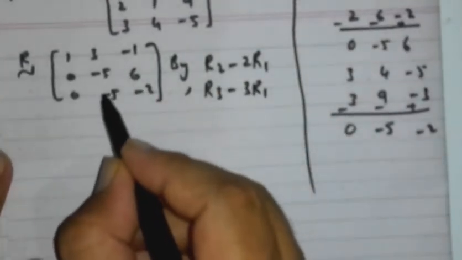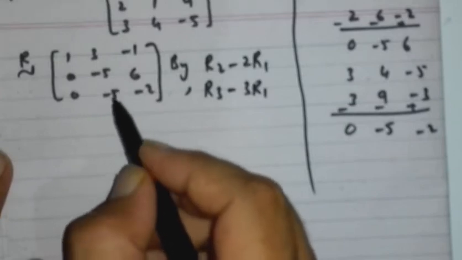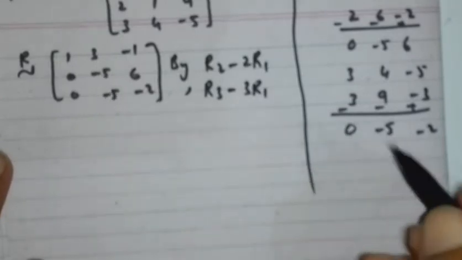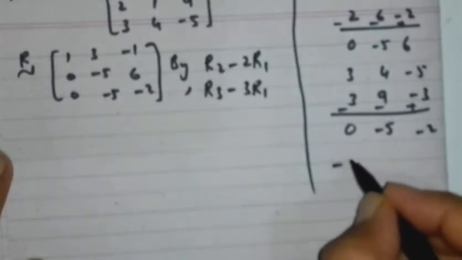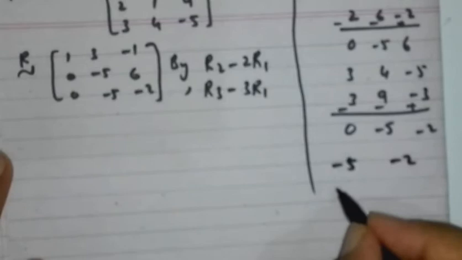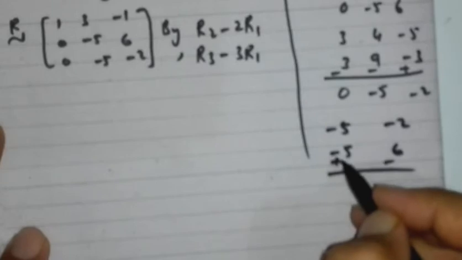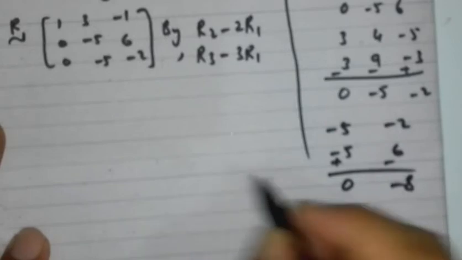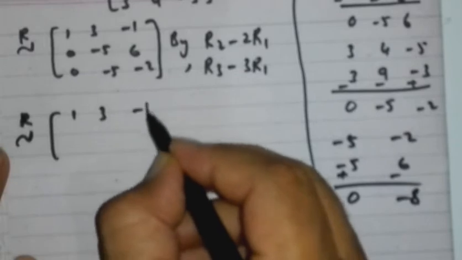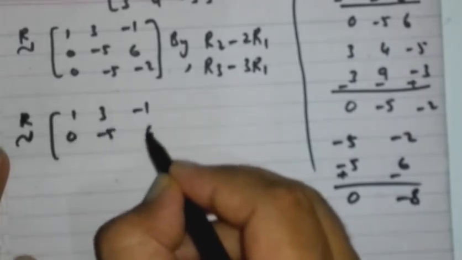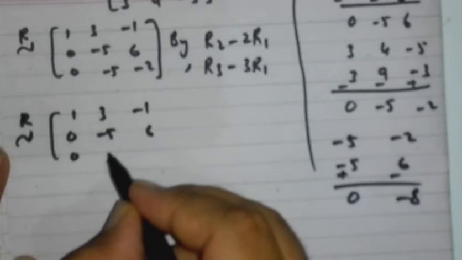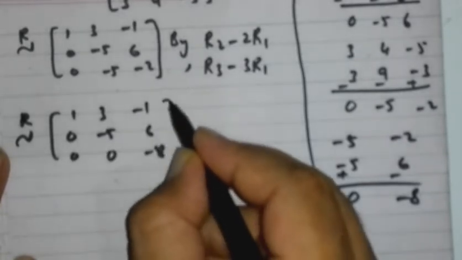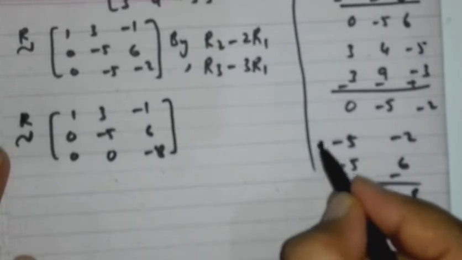Now how can we make this minus 5 into 0? Just by subtracting the second row from the third. So the third row is minus 5 minus 2, and the second row is minus 5 6. Subtract, change the sign. So these two cancel. Here we get 0, and minus 2 minus 6 we get minus 8. So we can write it as 1 3 minus 1, 0 minus 5 6, and here 0 0 minus 8. The other entries are 0 here.